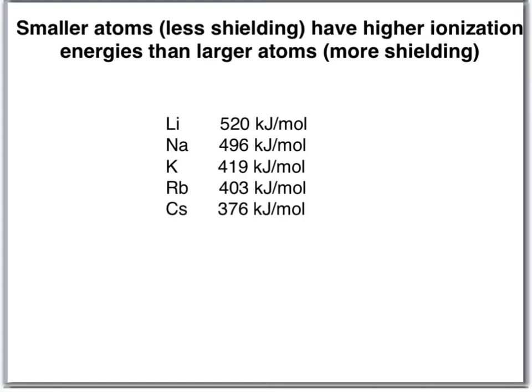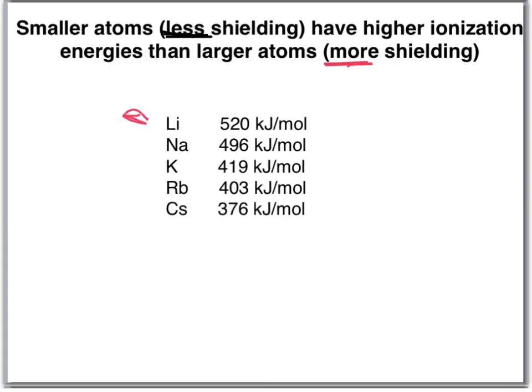So yeah, smaller atoms that have fewer energy levels, which means less shielding, will have higher ionization energies than larger atoms that have more shielding. So basically it's saying that for small atoms, it's harder to remove an electron than it is for a large atom. And take a look here.